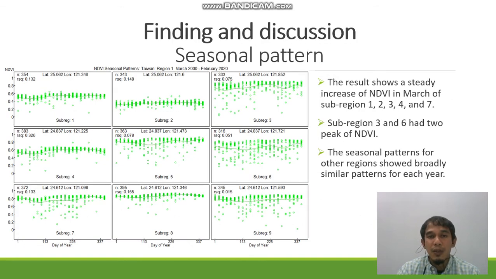For the findings and discussion, the first result was the seasonal pattern. From this figure, the y-axis indicates the NDVI value and the x-axis indicates the day of the year. The result shows that there was a steady increase of NDVI in March in subregions 1, 2, 3, 4, and 7. Subregions 3 and 6 had 2 peaks of NDVI. The seasonal pattern for other regions showed a broadly similar pattern for each year.